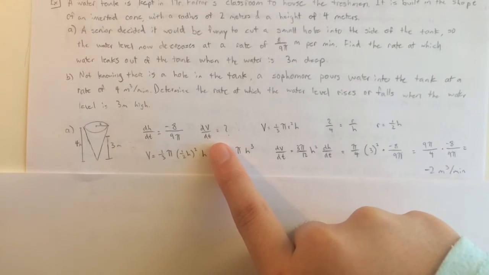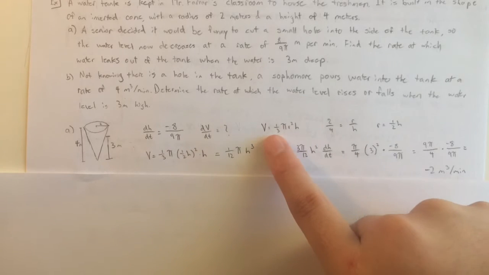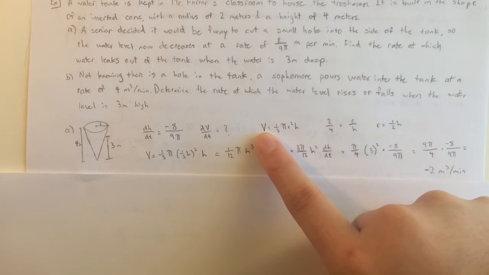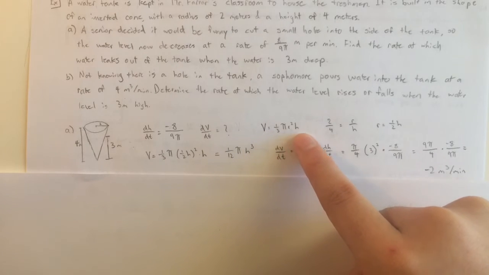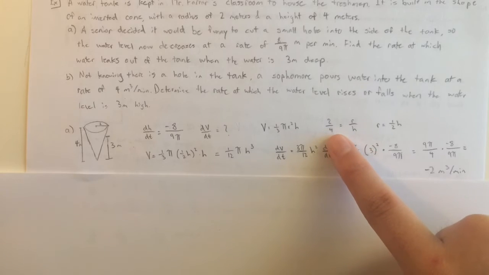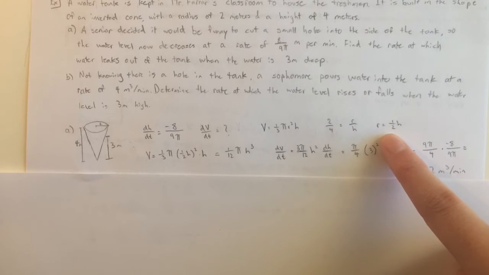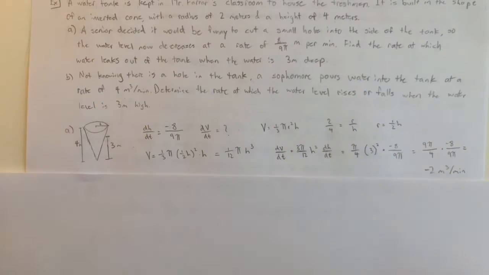We want to find the change in volume. So now this is when volume and area formulas come in handy. The volume of a cone is 1/3 pi r squared h. We know the radius is 2 and the height is 4, so we can use this proportional ratio to solve for r in terms of h. So r is equal to half h in this case.